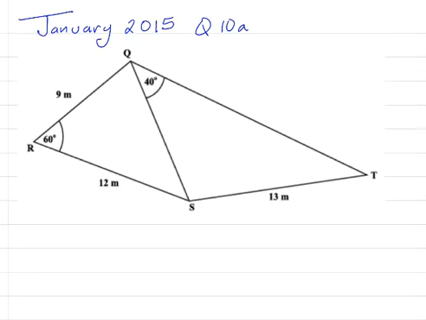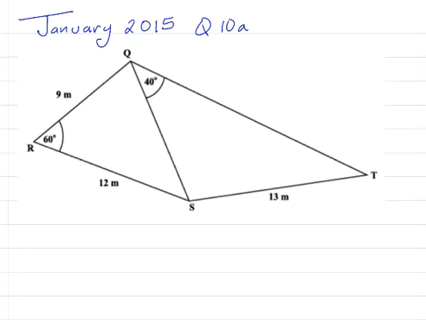Alright, this is January 2015, question 10a, and the question says, on the diagram below, not drawn to scale, RQ is 9 meters, RS is 12 meters, ST is 13 meters, angle QRS is 60 degrees, and angle SQT is equal to 40 degrees. Calculate, correct to one decimal place, (i) the length of QS.